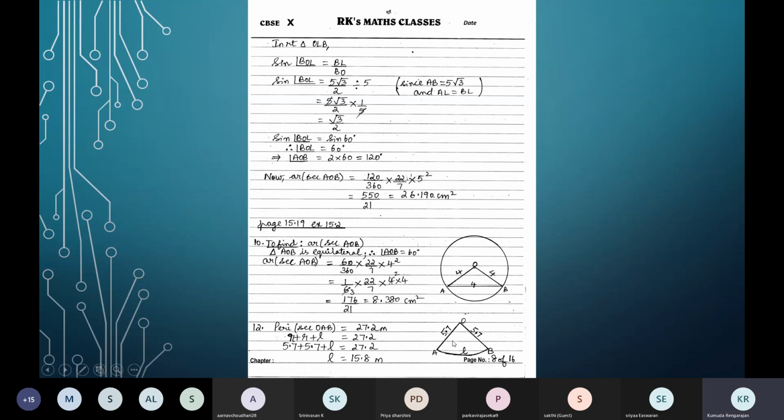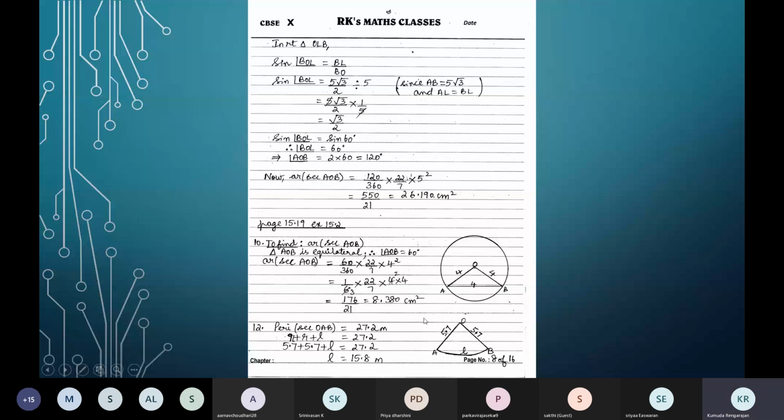So how do you express perimeter? It's 5.7 plus 5.7 plus L. Children, L represents the length of arc. So in this sector, we have an arc here. This arc is called L, the length of this arc. So perimeter is 2R plus L, which is equal to 27.2. Working this, you get the value of L.